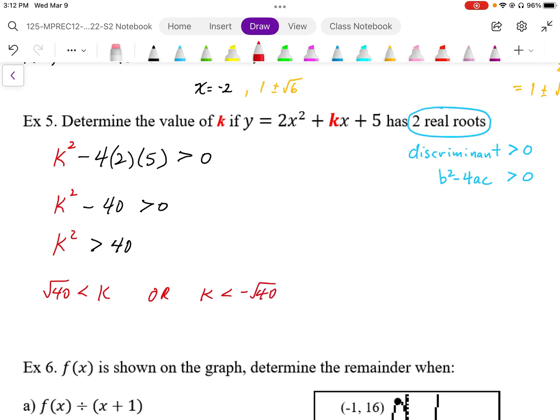For example, negative square root 41 will give me a solution for k. So my k is going to be plus minus, it's going to be bigger than positive root 40, and less than negative root 40. And this is based on the discriminant.